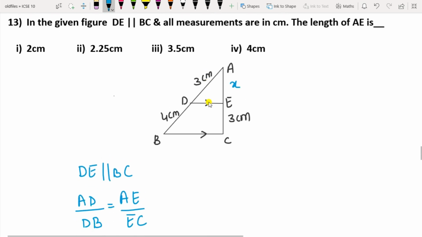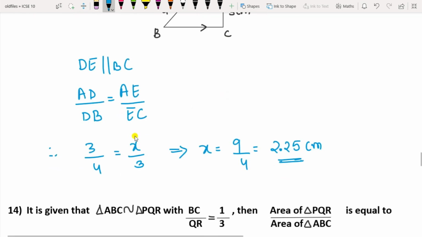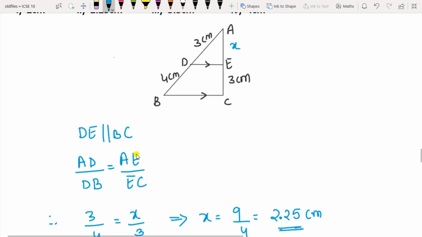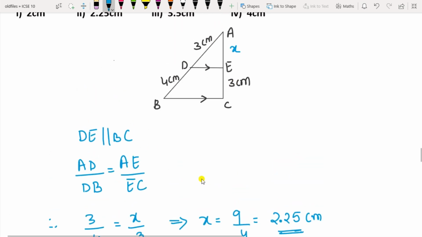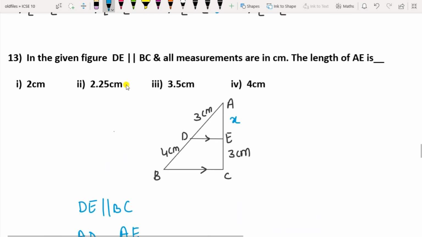Question 13. In the given figure, DE is parallel to BC and all measurements are in centimeters. Then the length of AE is. So this length you have to find. DE is parallel to BC, it is given. Now write the proportionality here. AD upon DB equal to AE upon EC. So write the measurements. That is 3 by 4 equal to x by 3. The measurements have been given in the figure. Therefore the value of x becomes 2.25 centimeters. So option 2 is the correct option.